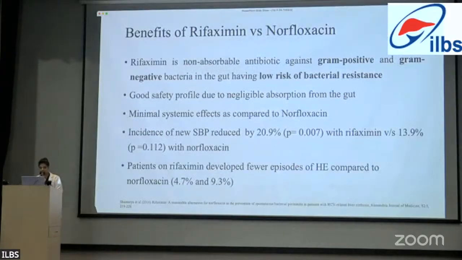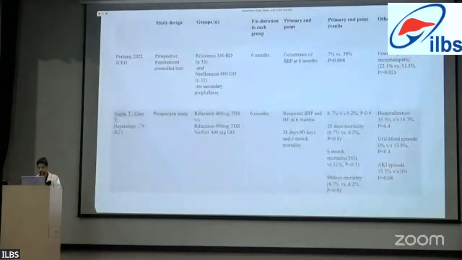Benefits of rifaximin versus norfloxacin. Rifaximin is a non-absorbable antibiotic having coverage for both gram-positive and gram-negative bacteria in the gut with low risk of bacterial resistance. It has a good safety profile due to negligible absorption from the gut, with minimal systemic effects as compared to norfloxacin. The incidence of new SBP reduced by around 20% with rifaximin as compared to 13% with norfloxacin. These patients also develop fewer episodes of HE compared to norfloxacin.